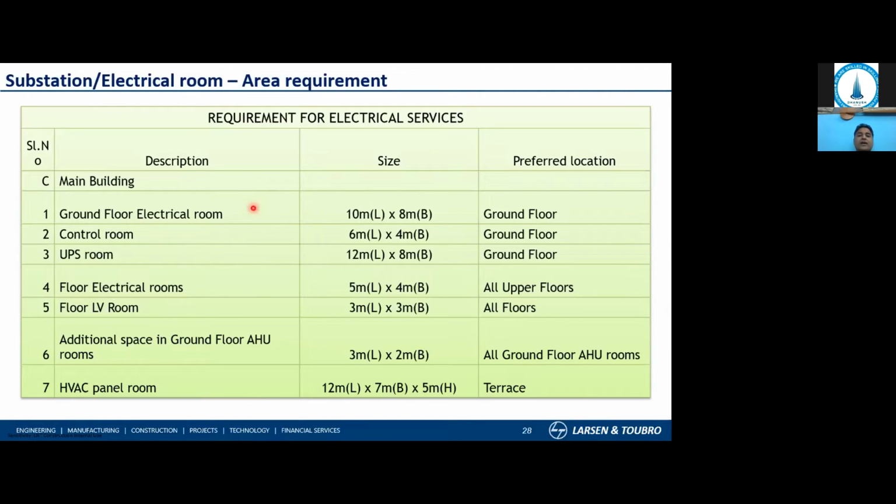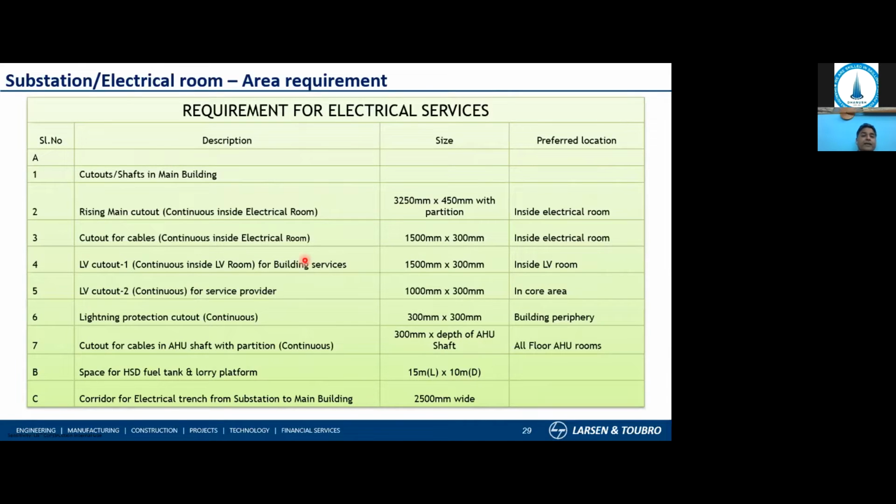So there are a lot of rooms where I need to get my power into the building for each and every equipment. These are all the typical sizes of the rooms that we give, and we have also explained the preferred location here.